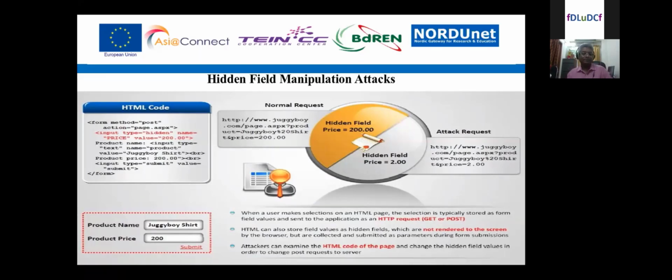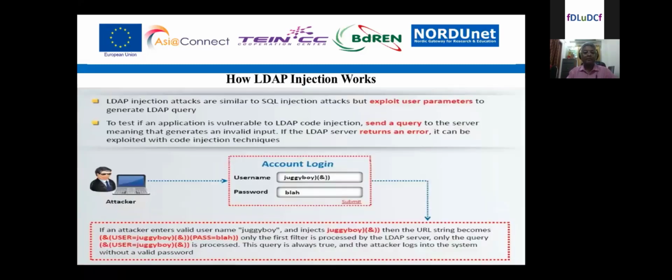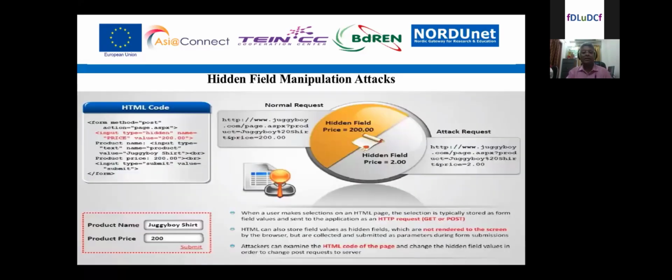So here is the hidden field manipulation attack. This is after LDAP injection, and then the hidden field manipulation attack. So how can we do the hidden field manipulation attack?